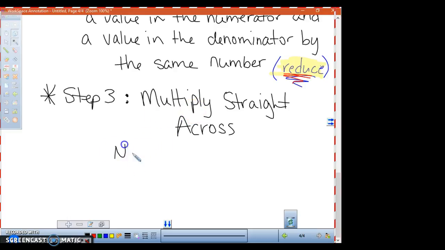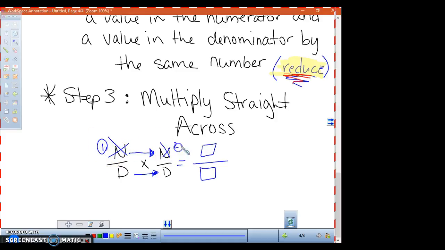So if I have a fraction here and I'm multiplying it by a fraction here, we're literally going to say this number times this number equals this number. And this number on the denominator times this number on the denominator equals this number. That is our answer. Once we reduced, however, these are going to change. They might change to 1, they might change to 2. Make sure you realize that those might change into smaller, more reduced numbers.